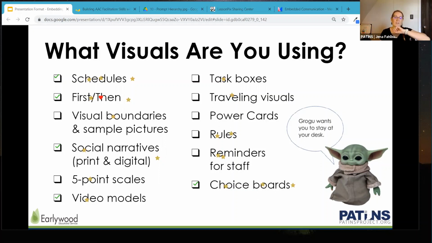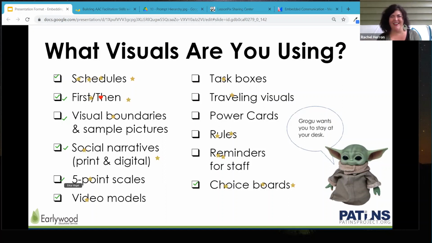So when the kid goes to PE, is that person on board? Do they have visuals? And that goes down with reminders for staff, making sure they know how to use those visuals. Power cards are another visual. That's my Grogu in the bottom right. He says, Grogu wants you to stay at your desk. I would totally stay at my desk for Grogu. I totally would.